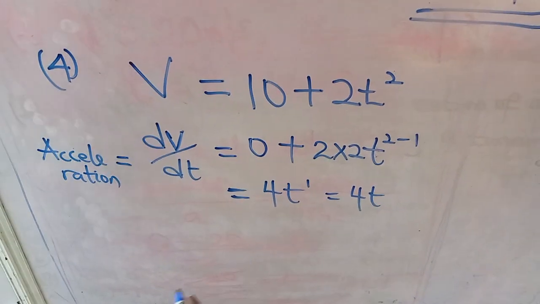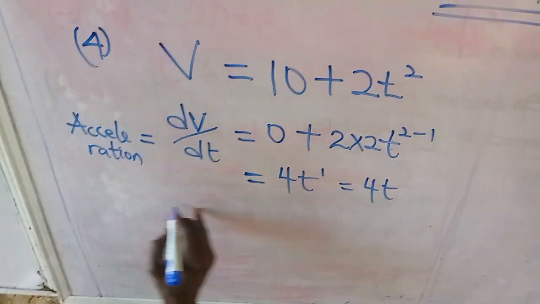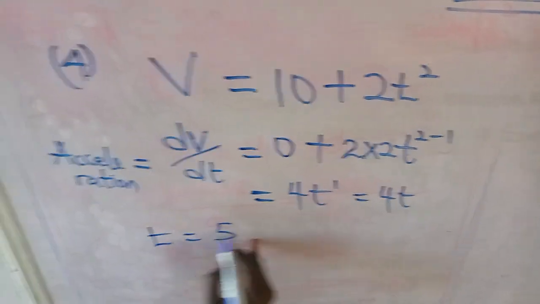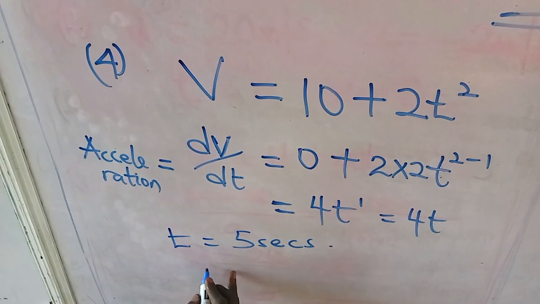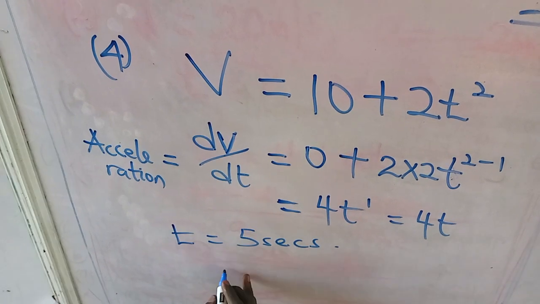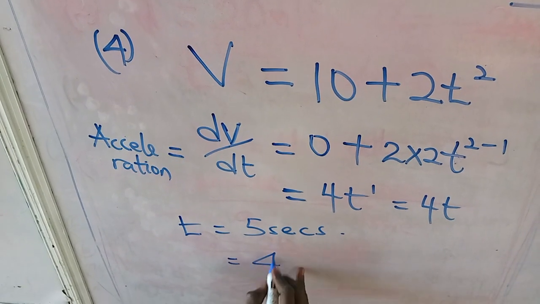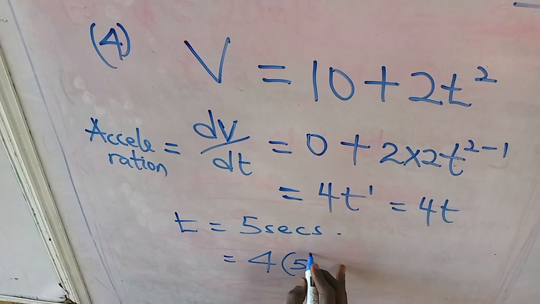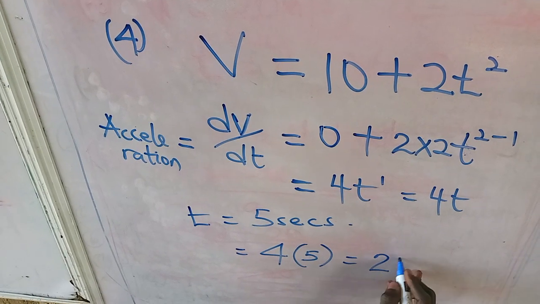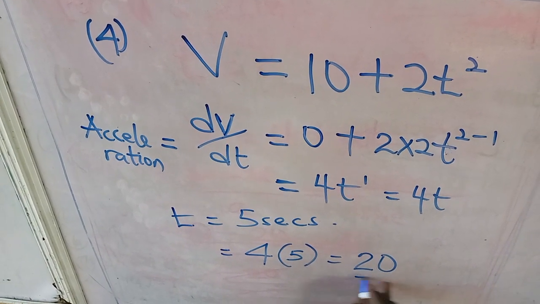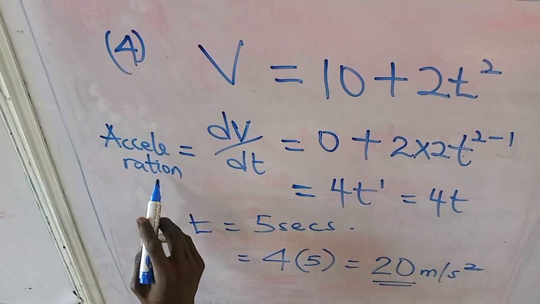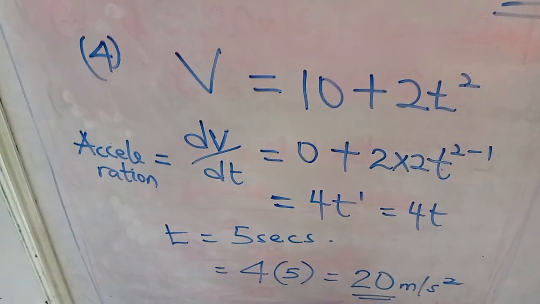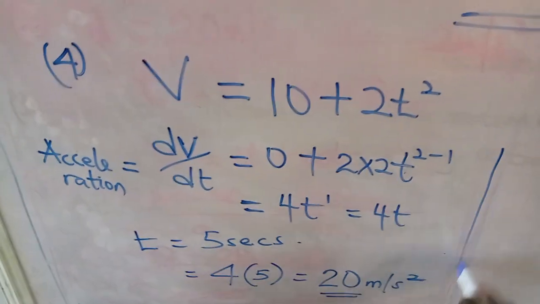Now you may be wondering how I got this. I will explain. We are given time equals 5 seconds. So you now input it. That will be 4 bracket 5, and that's 20 meters per second squared. Don't forget we are looking for acceleration. Then it will be 20 meters per second squared. But let me quickly explain what I was saying here.